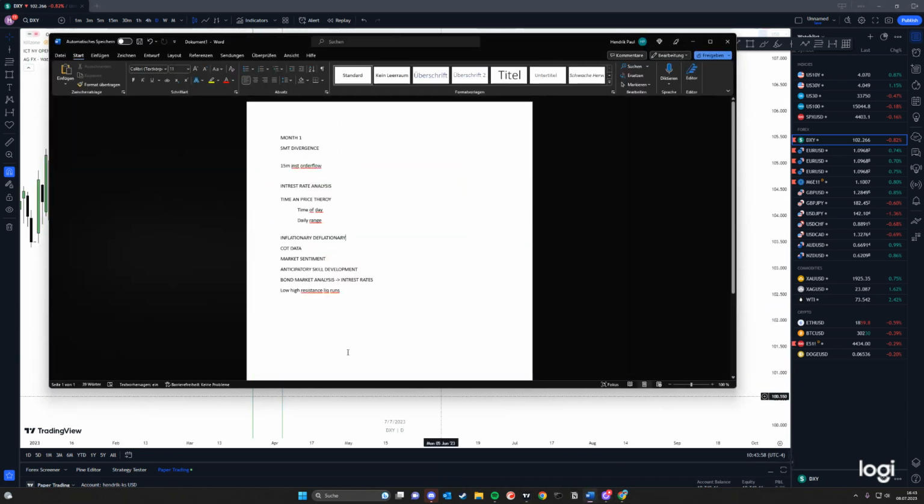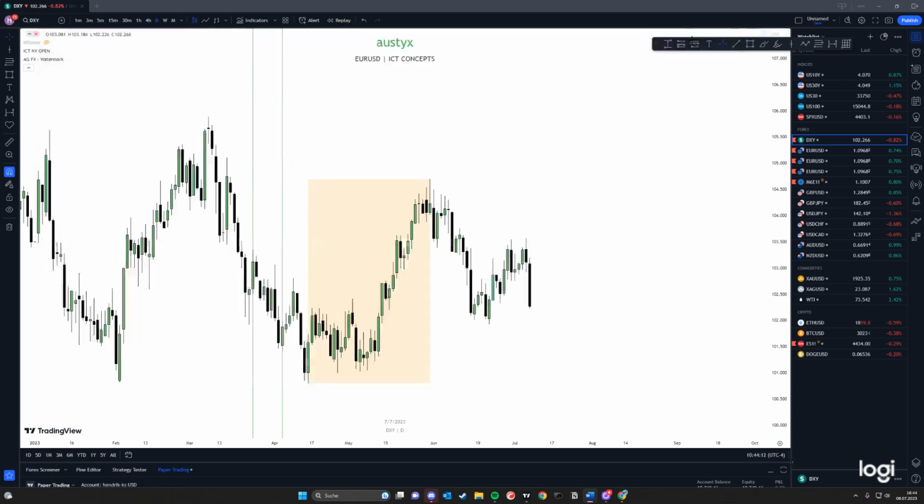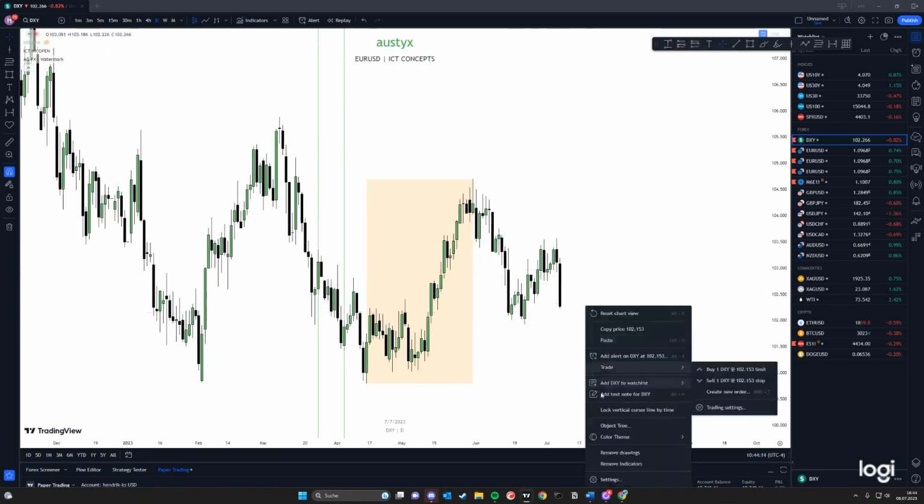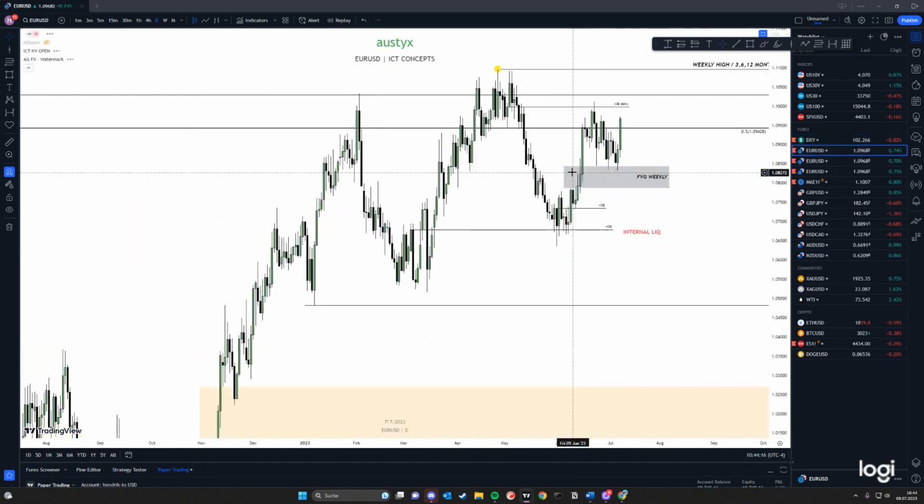So then we can take the bond market off, and we can take the interest rate analysis off. Another thing we have is the low and high resistance liquidity runs. I added those while my internet was gone, actually. So let's just go back to this.